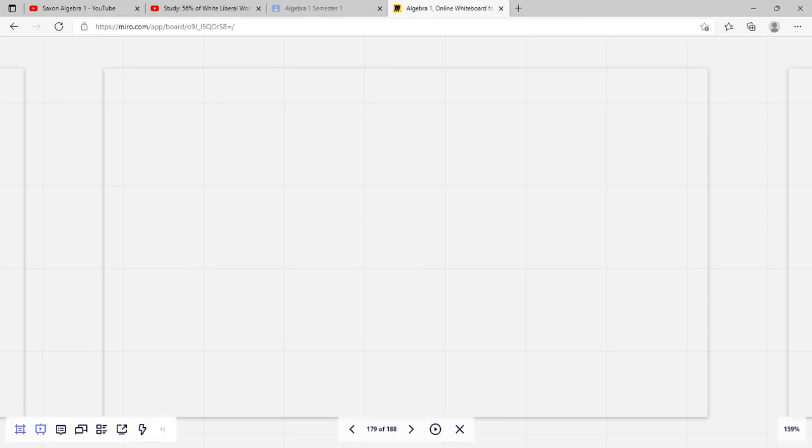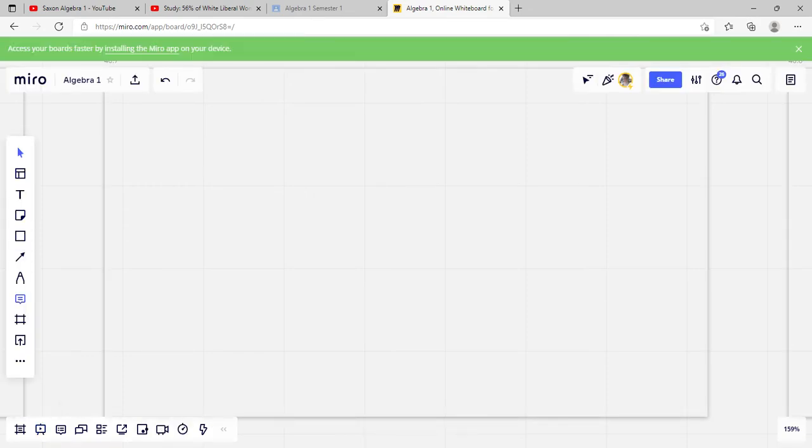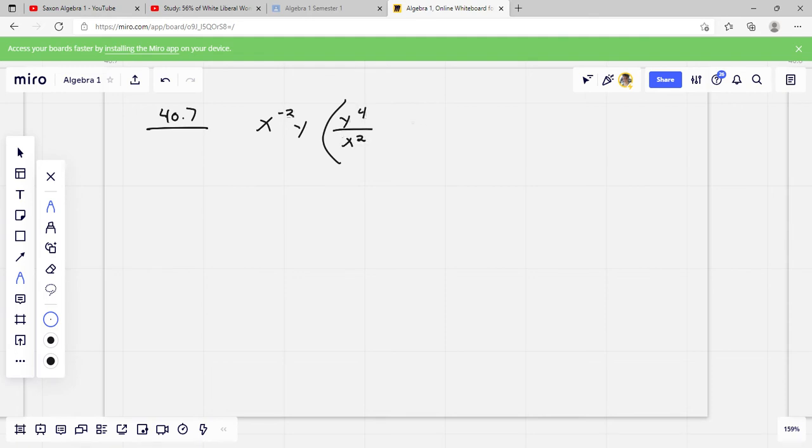All right, so the next one is 40.7. Right here. And this one asks us to use the distributive property to expand, write the answer with all the variables in the numerator. So I've got x negative 2 y times y to the 4th over x squared minus x to the 4th over y squared.